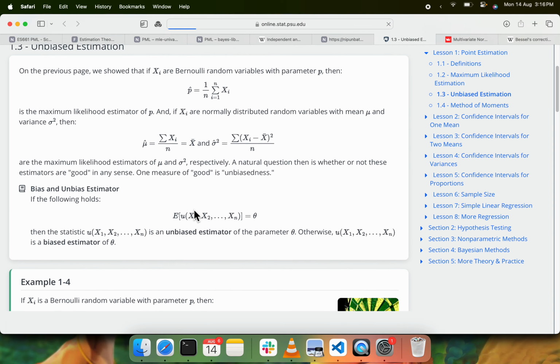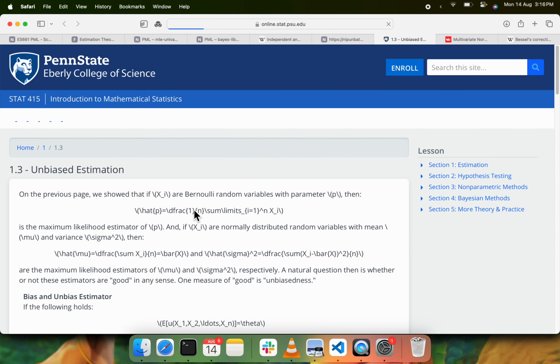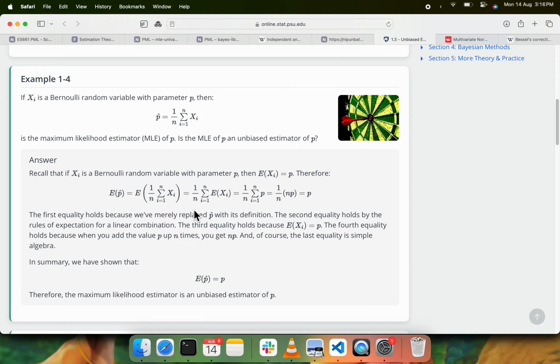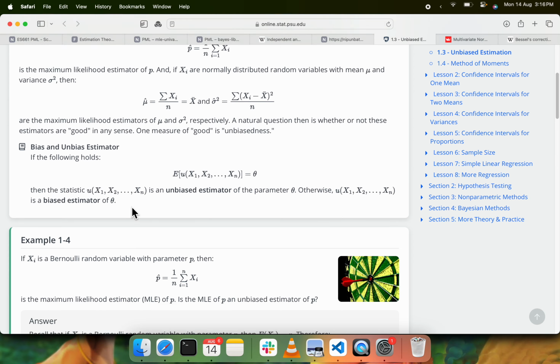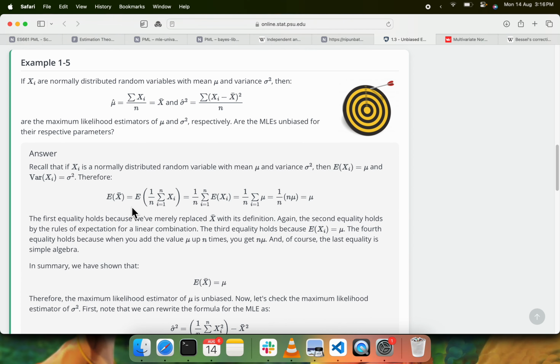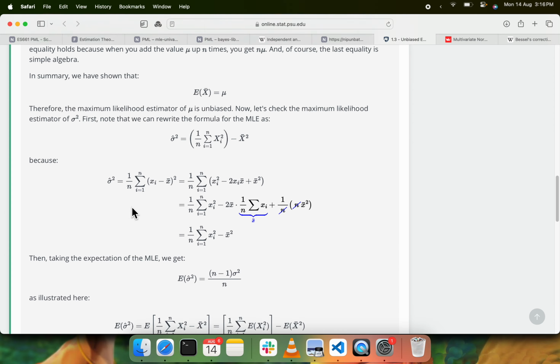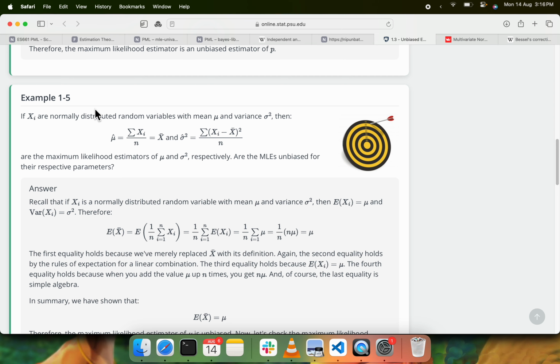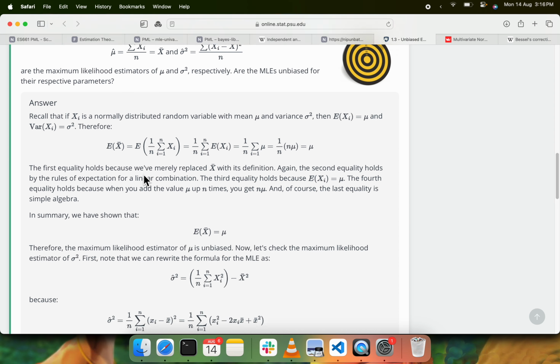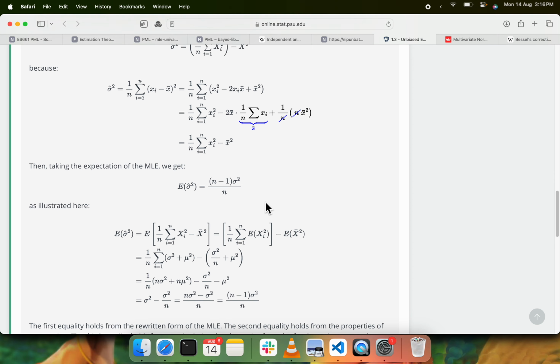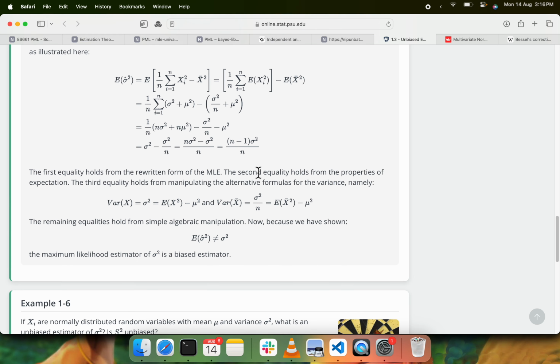I am leaving you with a reference which we can use. It is a very nice course website from Penn State, where they discuss unbiased estimation for different kinds of random variables, including the one we are discussing, normally distributed random variables, and there is a small bit of derivation. The derivation for sigma square being biased is a little more involved, but the steps are there.